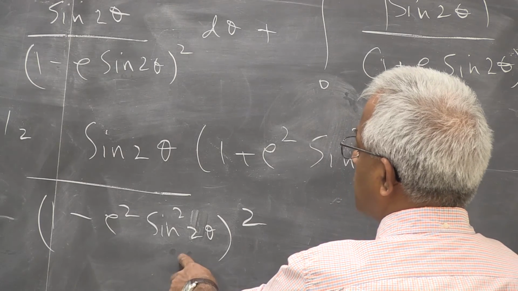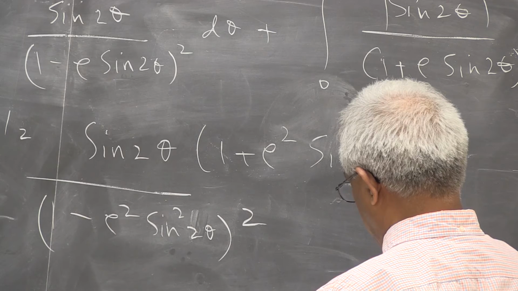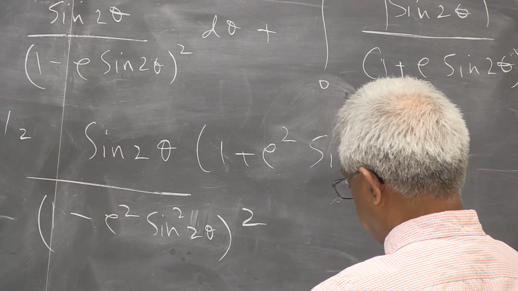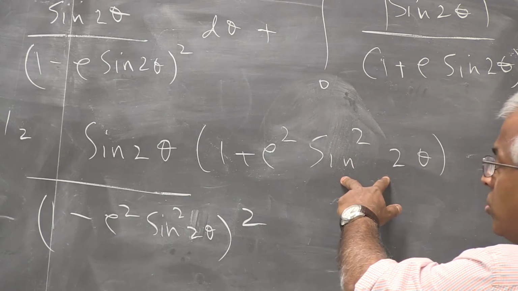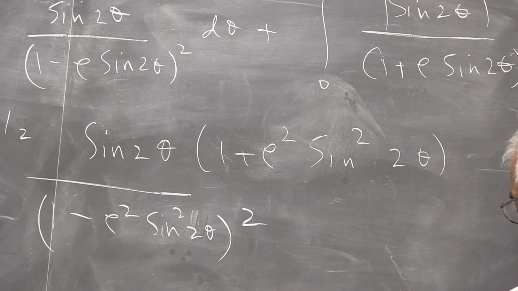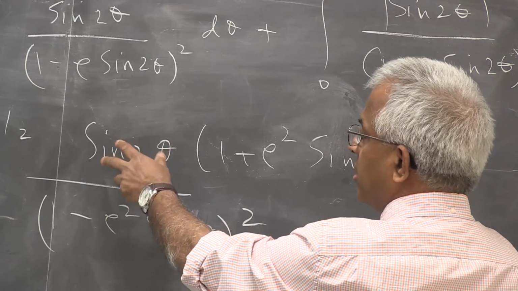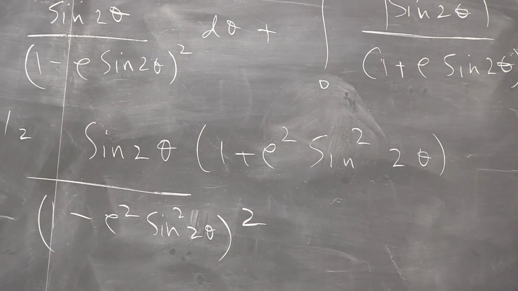So sine squared theta is 1 minus cos squared 2 theta. And same thing here, this also we write in terms of cos squared 2 theta. Then if you substitute cos 2 theta equal to x, the derivative dx is going to be sine 2 theta d theta. So this you can convert into an x expression.